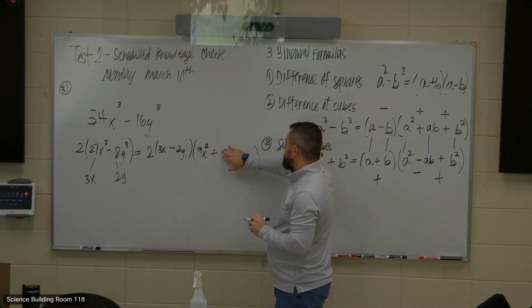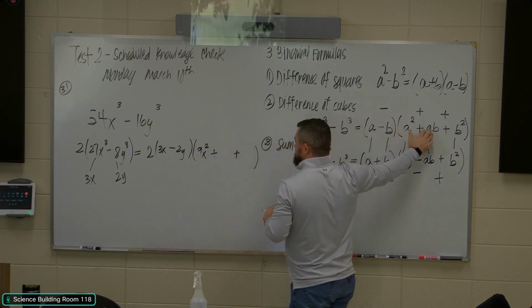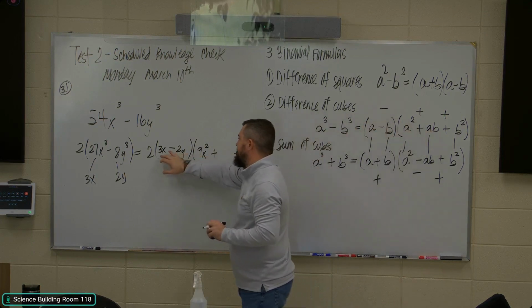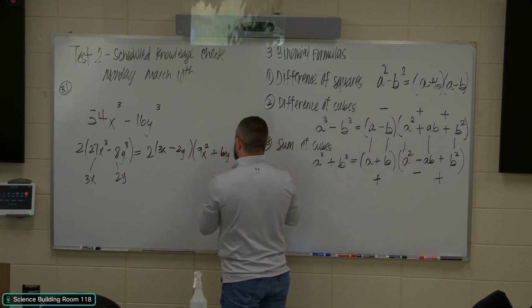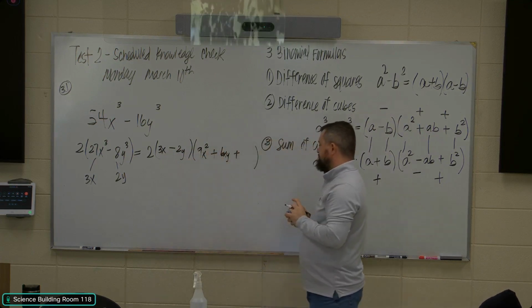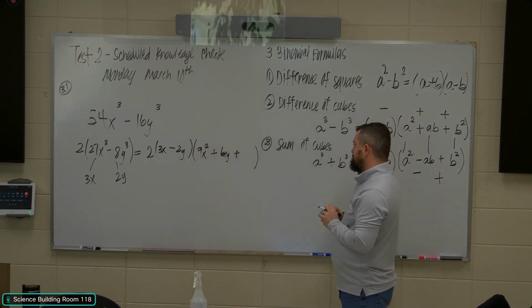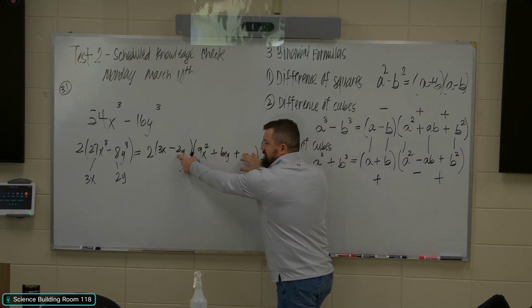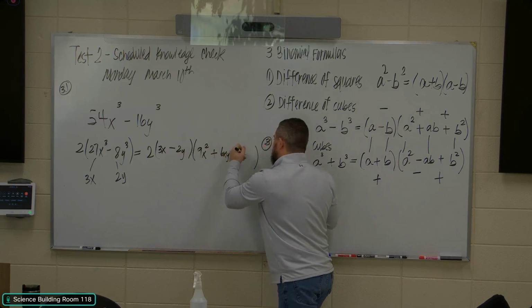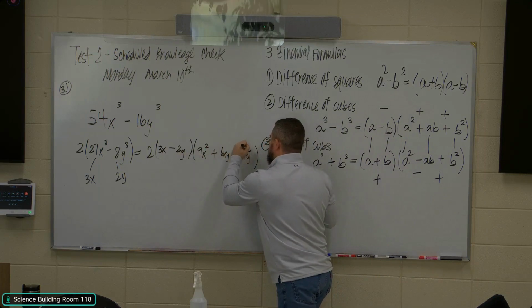Right here, I multiply the two roots together. So that's 3x times 2y, so 6xy. And right here, I need to square the root that's on the end. So 2 squared is 4, y squared is y squared.